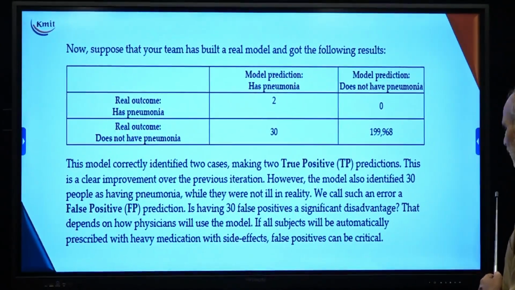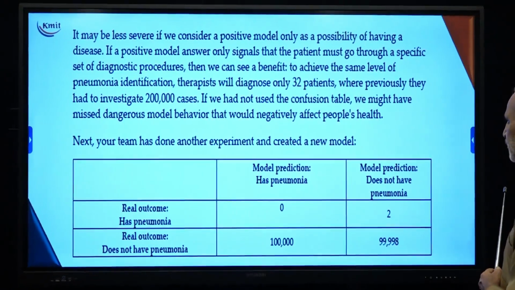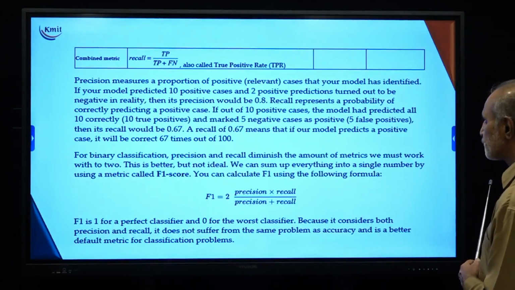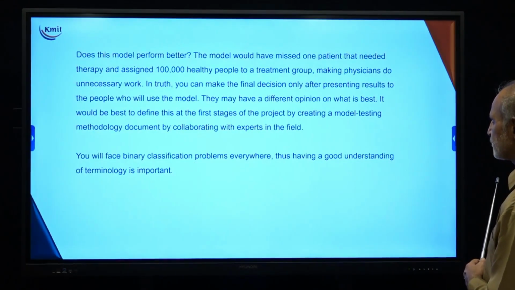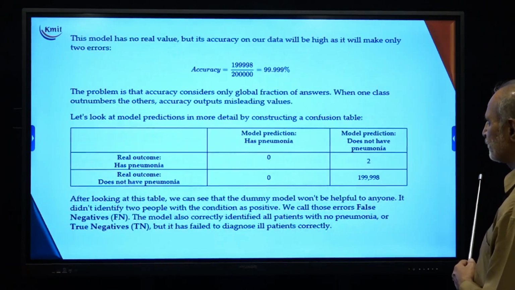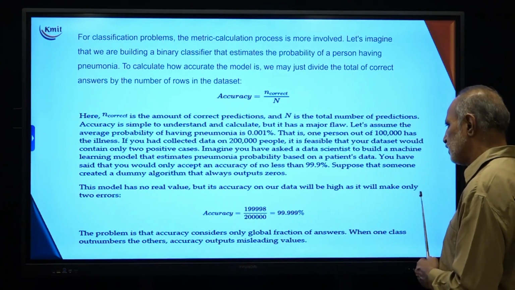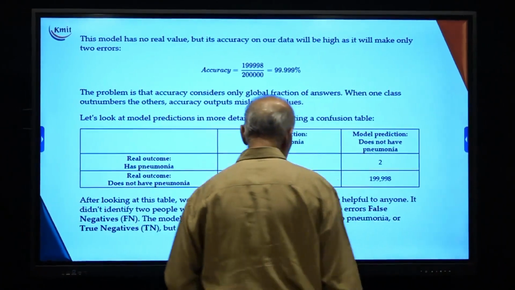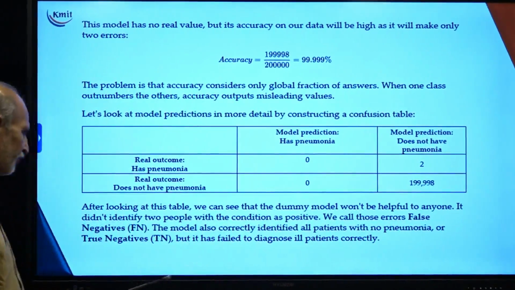So, let us say that I have a confusion table, and the confusion table gives me the terms true positive, true negative, false positive, false negative. So, let us see how we work. If I have a confusion table, let me define the four abbreviations.